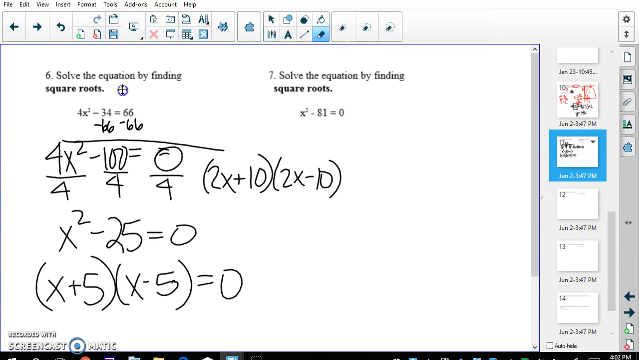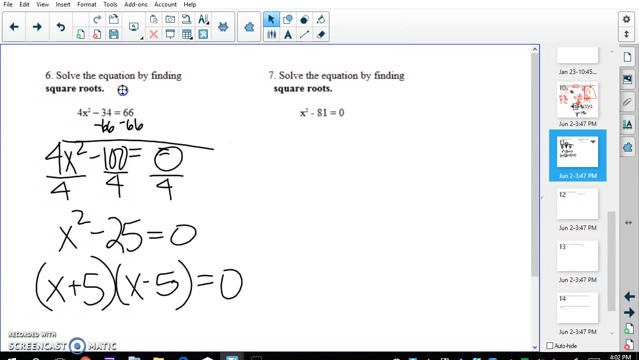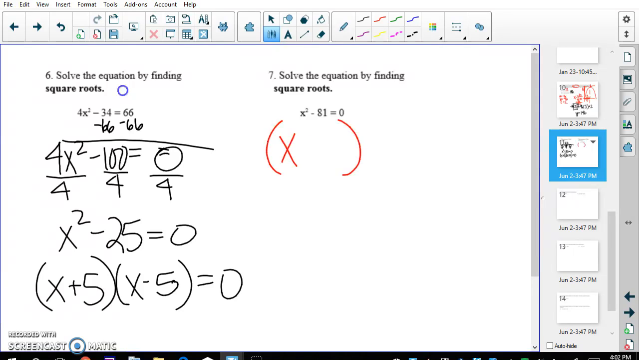Okay. Then this one up here says x squared minus 81 equals 0, and it says do it by square roots, but may I say, you might see this easier.